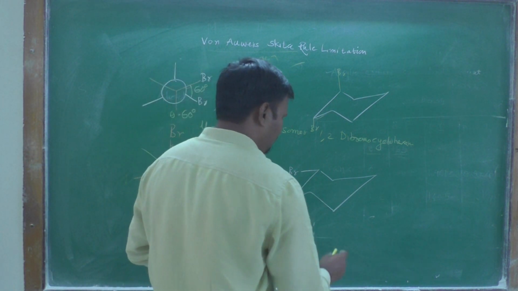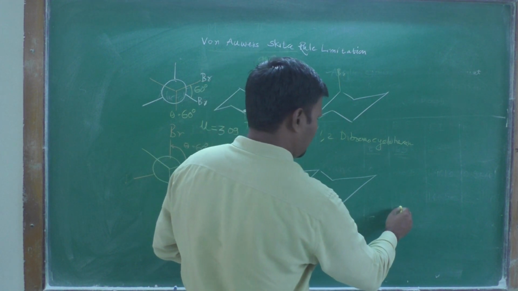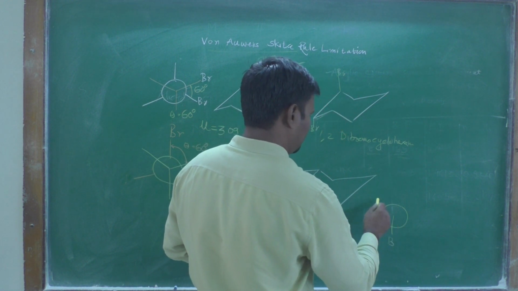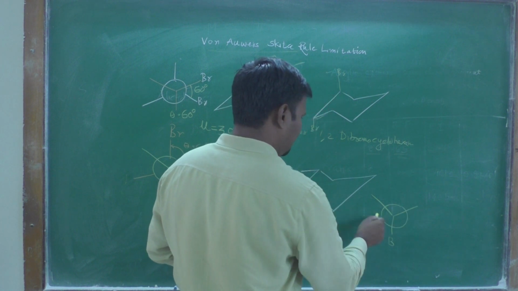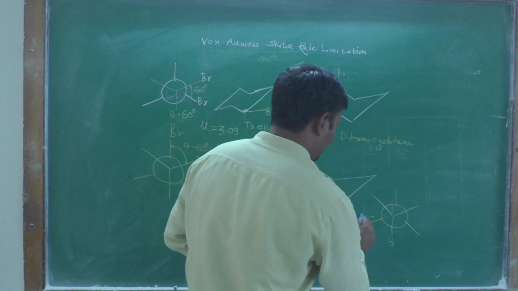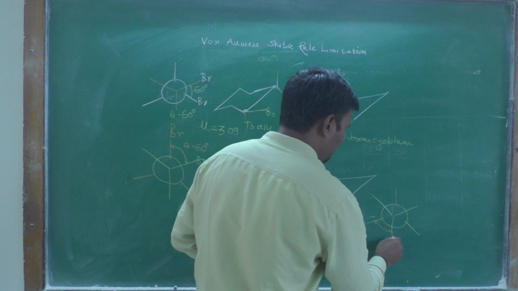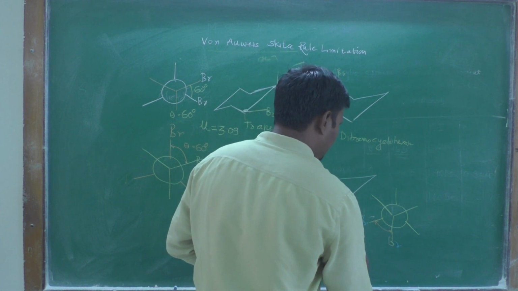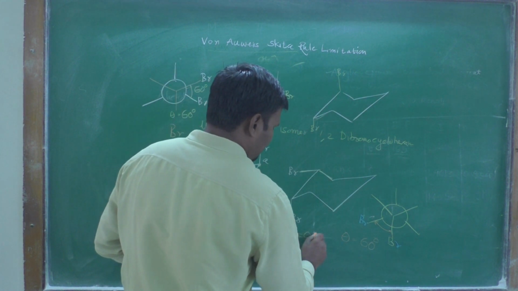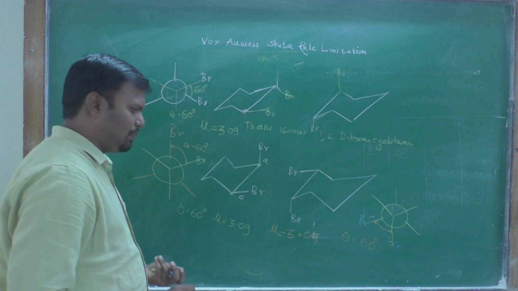For this compound, if you draw it in conformational form, and this overlaps with this, then the bromine is at the below side, and the other bromine is at that side. Here also the dihedral angle between bromine and bromine, theta, is equal to 60 degrees. Therefore we can theoretically predict that its dipole moment should be 3.09.